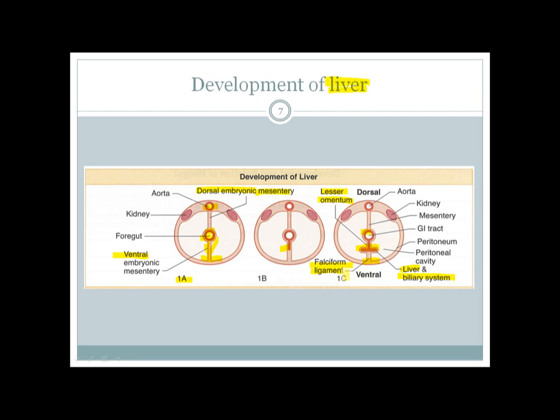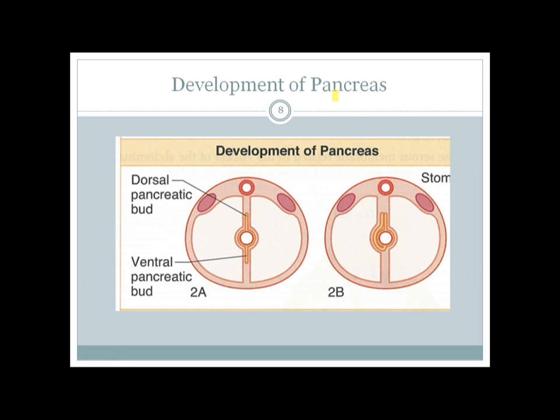Please note those. Here you can see the development of the pancreas, but unlike the liver, the pancreas develops from 2 buds. So it has a dorsal pancreatic bud and a ventral pancreatic bud. The ventral pancreatic bud invaginates into the ventral embryonic mesentery, so this is the ventral portion, and the dorsal pancreatic bud invaginates into the dorsal embryonic mesentery. But ultimately both of those will fuse and form the adult pancreas.